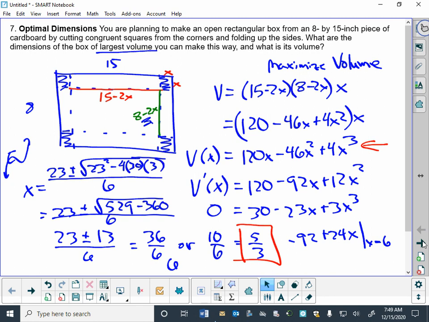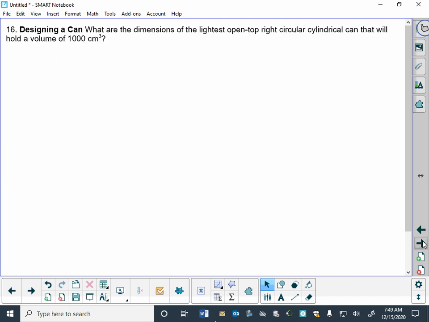Let's try another one. Designing a can. This time a can instead of a box. This says, what are the dimensions of the lightest open-top right circular cylindrical can that will hold a volume of 1,000 cubic centimeters?